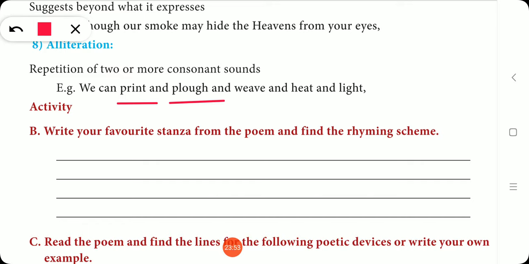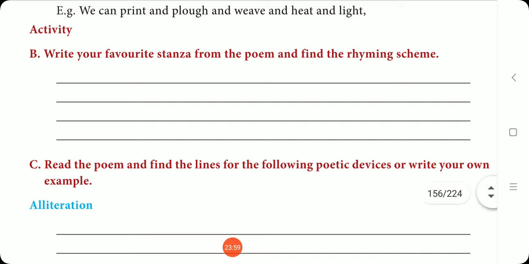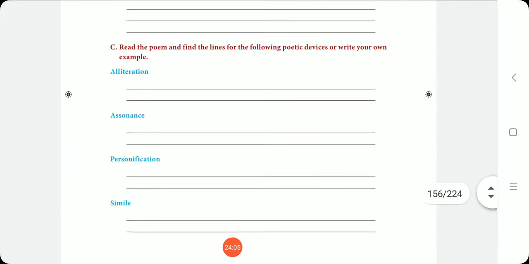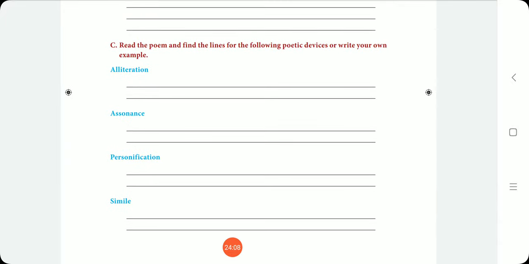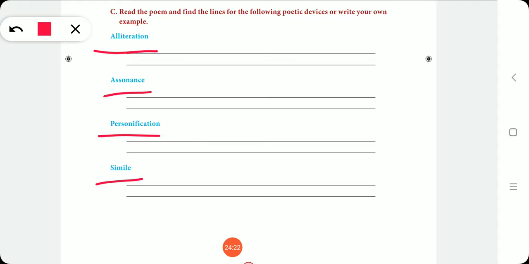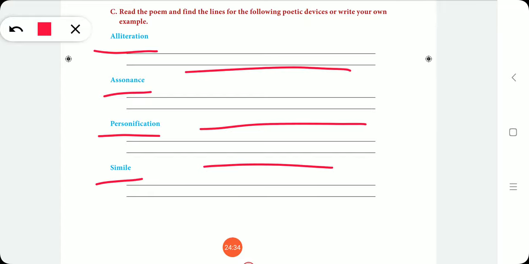So next one is the activity that you have to do. Write your favorite stanza from the poem and find the rhyme scheme. So you can choose any one of the stanzas from the poem and you can write the rhyme scheme. Next one, read the poem and find the lines for the following poetic devices, or write your own example. See here, they have given alliteration, assonance, personification and simile. So you can write examples either from the poem, or you can write examples of your own or from some other poem. You have to fill this all by yourself.